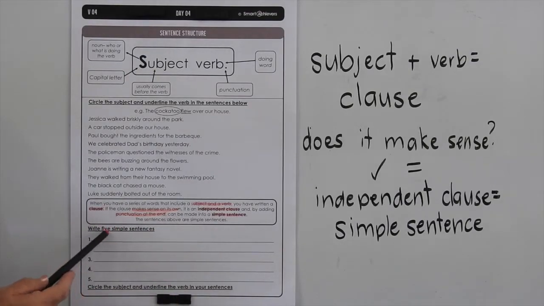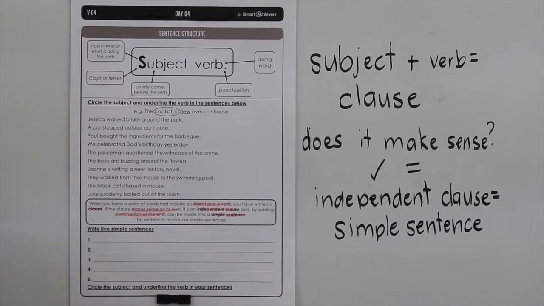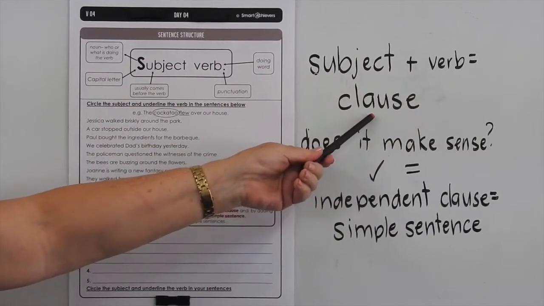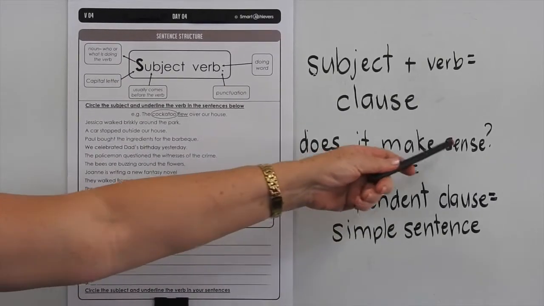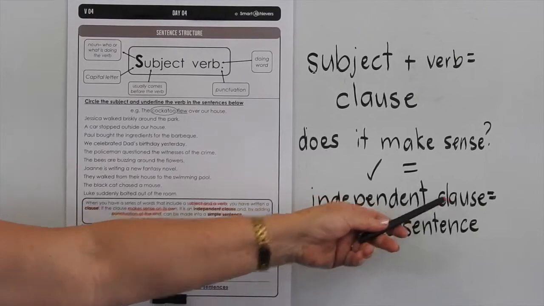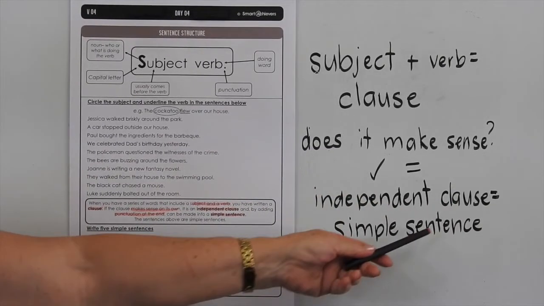We'd like you to write 5 simple sentences down here, following that same format. Circle the subject and underline the verb in each of your sentences. So I've given you a summary here. A subject plus a verb equals a clause. Does the clause make sense? If it's yes, then that equals an independent clause, which is a simple sentence.